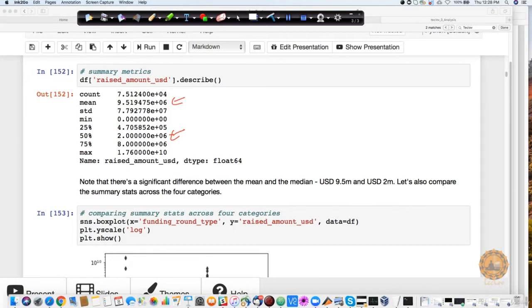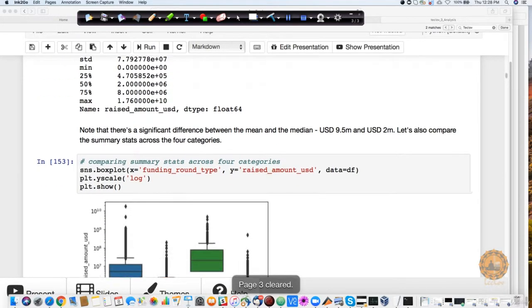But at the same time, look at the number. Here we have 2 million as the median, and there we have 9 million. Now definitely this is not good, right? 9 million versus 2 million is a big difference between mean and median. So in this case, maybe we would like to go with the median rather than the mean. Now let's go ahead and see a few more components with respect to this.